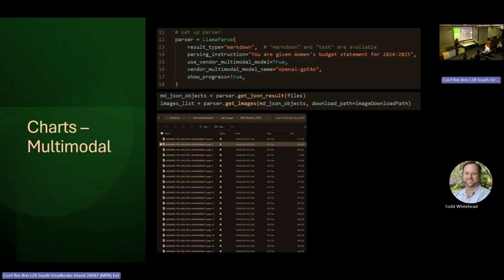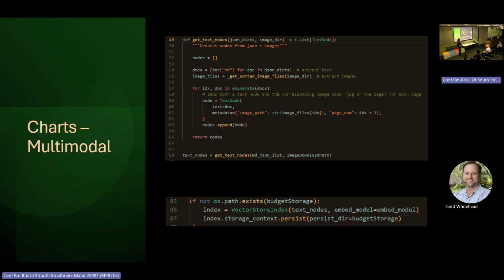So what we do here, using LlamaParse again, we tell it that we've given it a women's budget statement. We're going to use the OpenAI GPT-4o, which is the one that allows this multimodal feature. The first thing we're going to do is parse out the document into JPEGs, and this is what it did to my computer. For every page, there's like 90 of them.